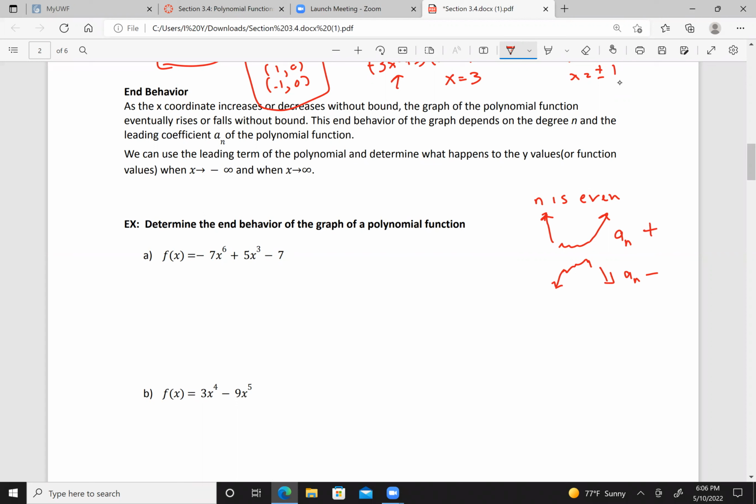So what is the end behavior of the graph? Well, here we have n is equal to 6. And here we have a sub n is negative 7. So we're looking for this and this. As x approaches negative infinity, y approaches negative infinity, and as x approaches positive infinity, y approaches negative infinity.